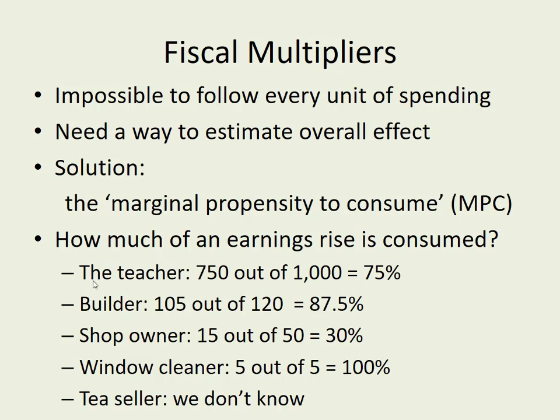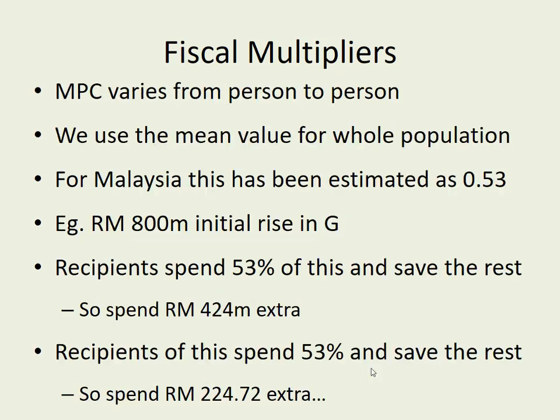So the teacher spent 750 out of 1,000, that's 75%. The builder, 87.5%. The window cleaner spent everything, so 100%. We don't know what happened to the tea seller. Perhaps it fell down a crack or something, or they spent it on something else. So at each level, it's different, unfortunately. So that doesn't quite solve the problem. It varies from person to person.